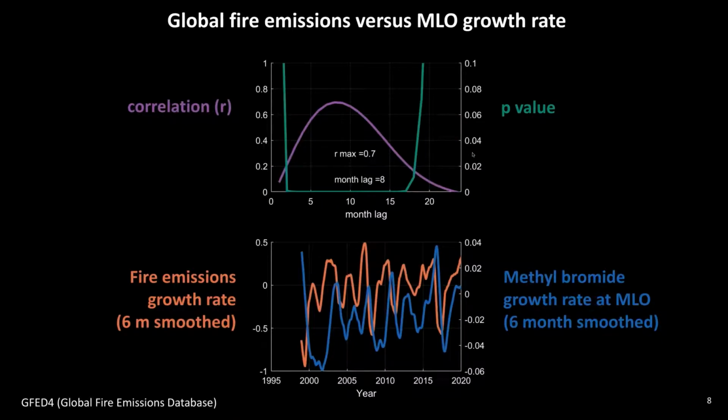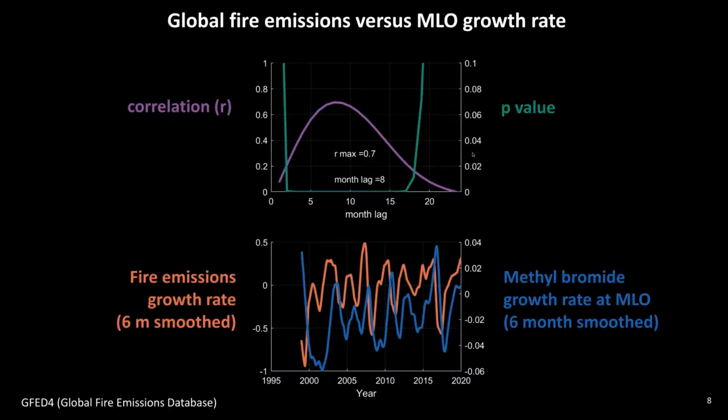There's some pretty good estimates of fire emissions through time. I'm showing you the Global Fire Emissions Database, or GFED. So again, on the bottom panel in orange, I'm now showing the fire emissions, and this is the growth rate of the fire emissions. And in blue, again, is the methyl bromide growth rate at Mauna Loa. So maybe not as obvious that there's a trend, or a correlation, excuse me, but if we do the same type of analysis where we allow for a month lag, we find that the strongest correlation is about 0.7 at a month lag of 8 months.